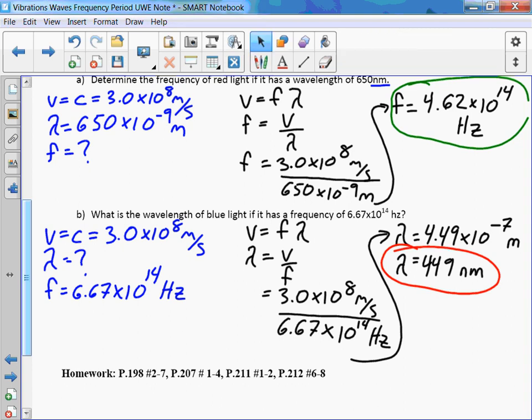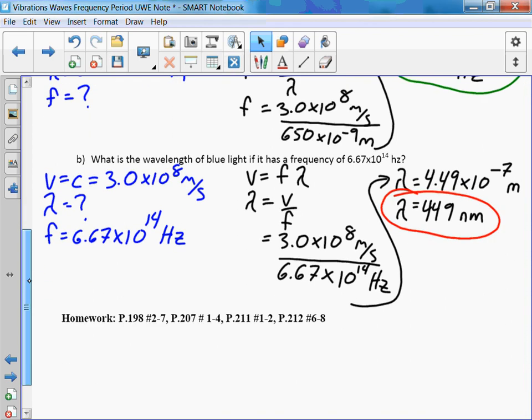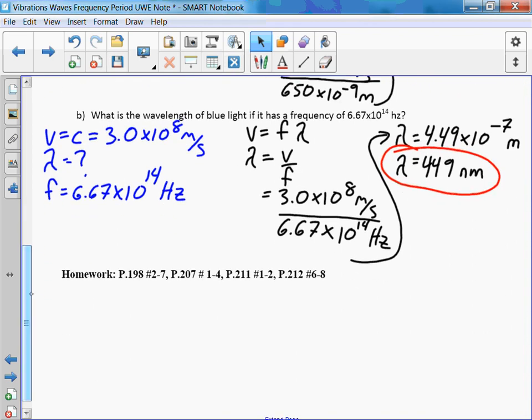All right, and that's it for today's lesson. Here's the homework on the bottom. That should wrap it up. You guys have the rest of the period to finish that homework, and we'll pick it up tomorrow on Wednesday with a new video.